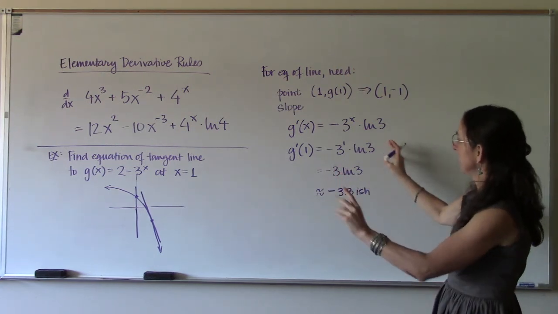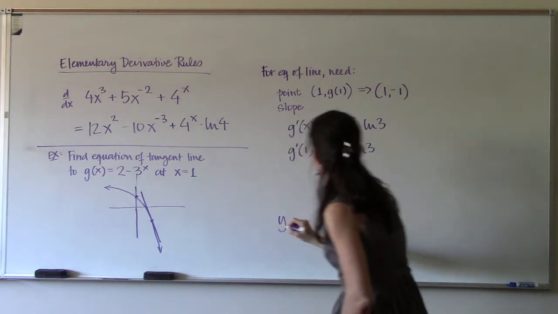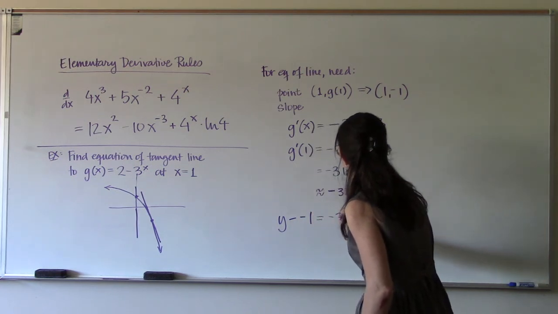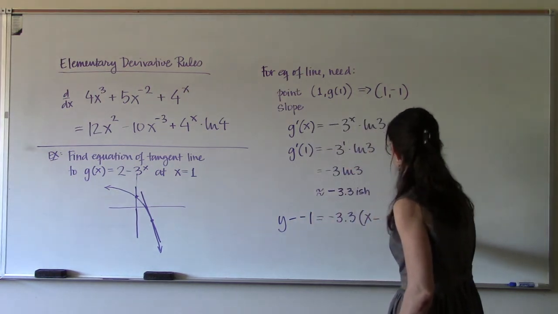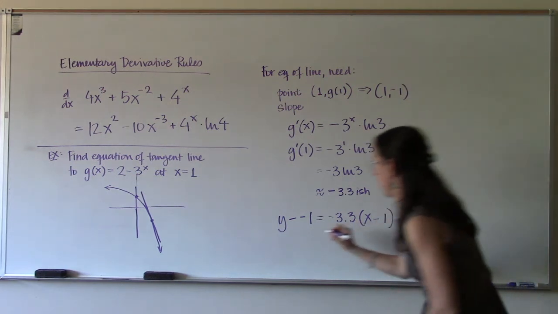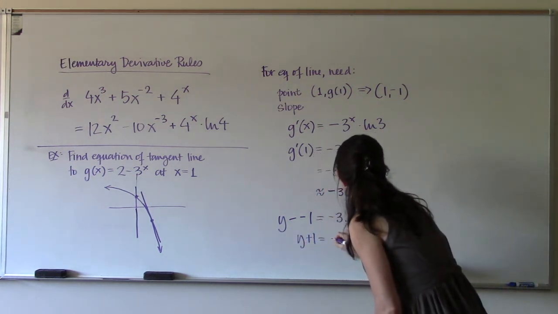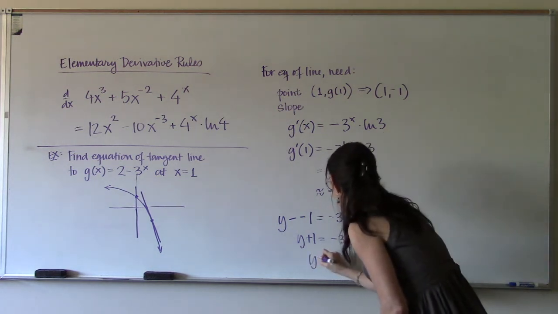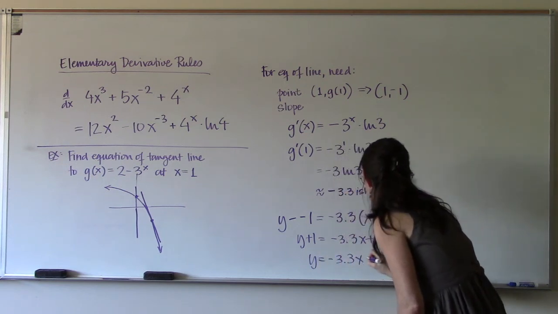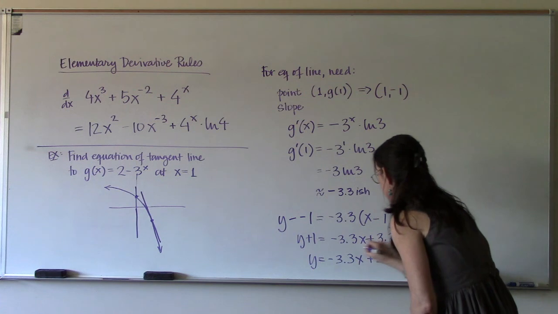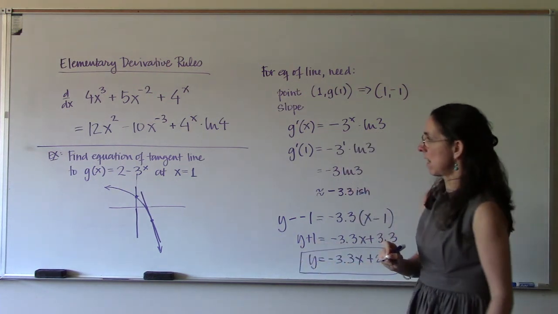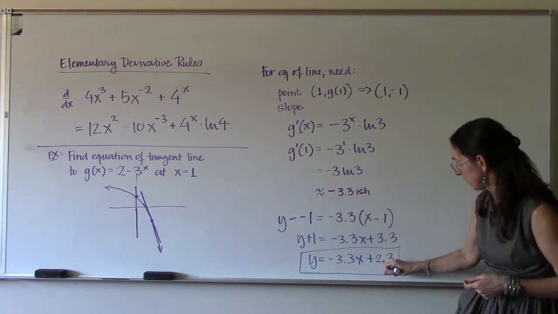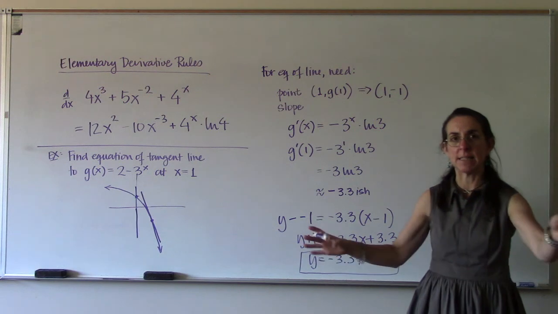So if we put it all together, the equation of the tangent line is y subtract the y part of the point is equal to the slope times x minus the x part of the point. So you get y plus 1 is equal to negative 3.3x plus 3.3, and if you subtract 1, y is equal to negative 3.3x plus 2.3. And let's look at the graph of the function together with the graph of the tangent line. And that will be tremendously gratifying.